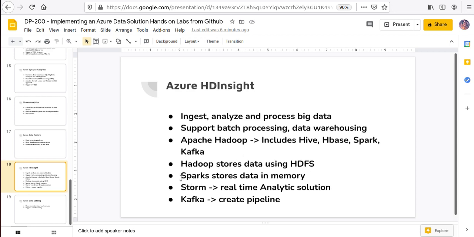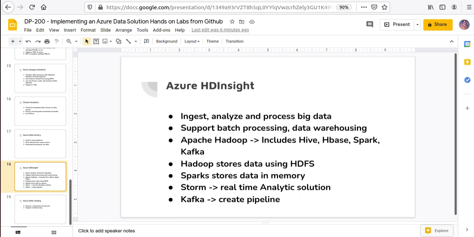And if you think about it, Hadoop stores data using the HDFS file system. Spark, on the other hand, stores data in memory, which makes it 1,000 times, I don't know, maybe 100 times faster than Hadoop. And we use Storm for real-time analytics solutions, and Kafka for creating pipelines.